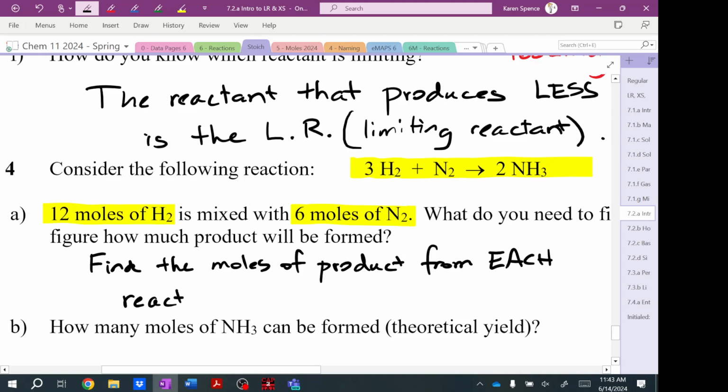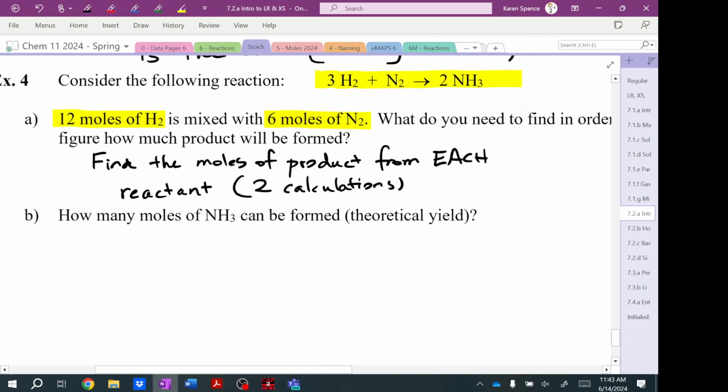How many calculations will that be? 2 calculations. Do you guys think you could do it?